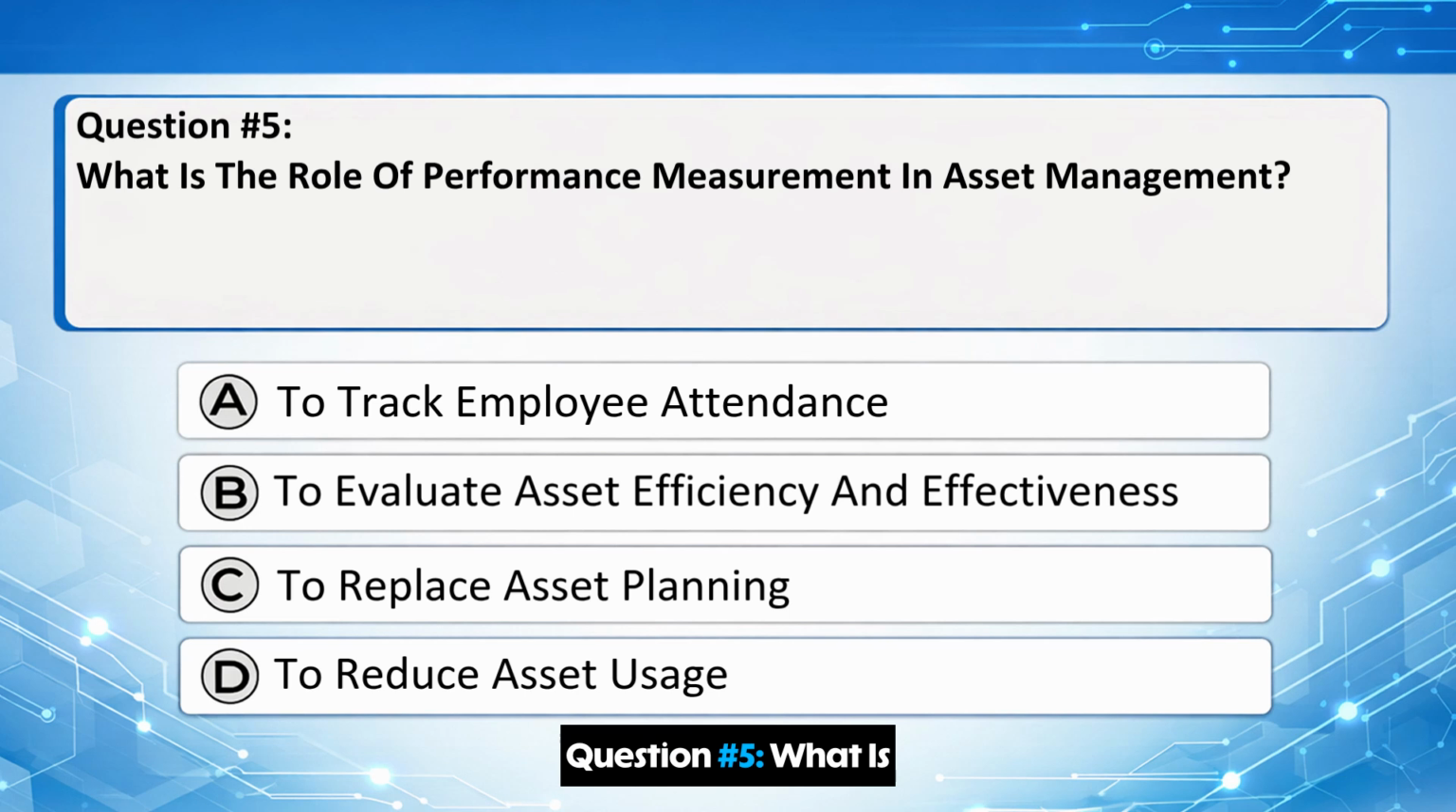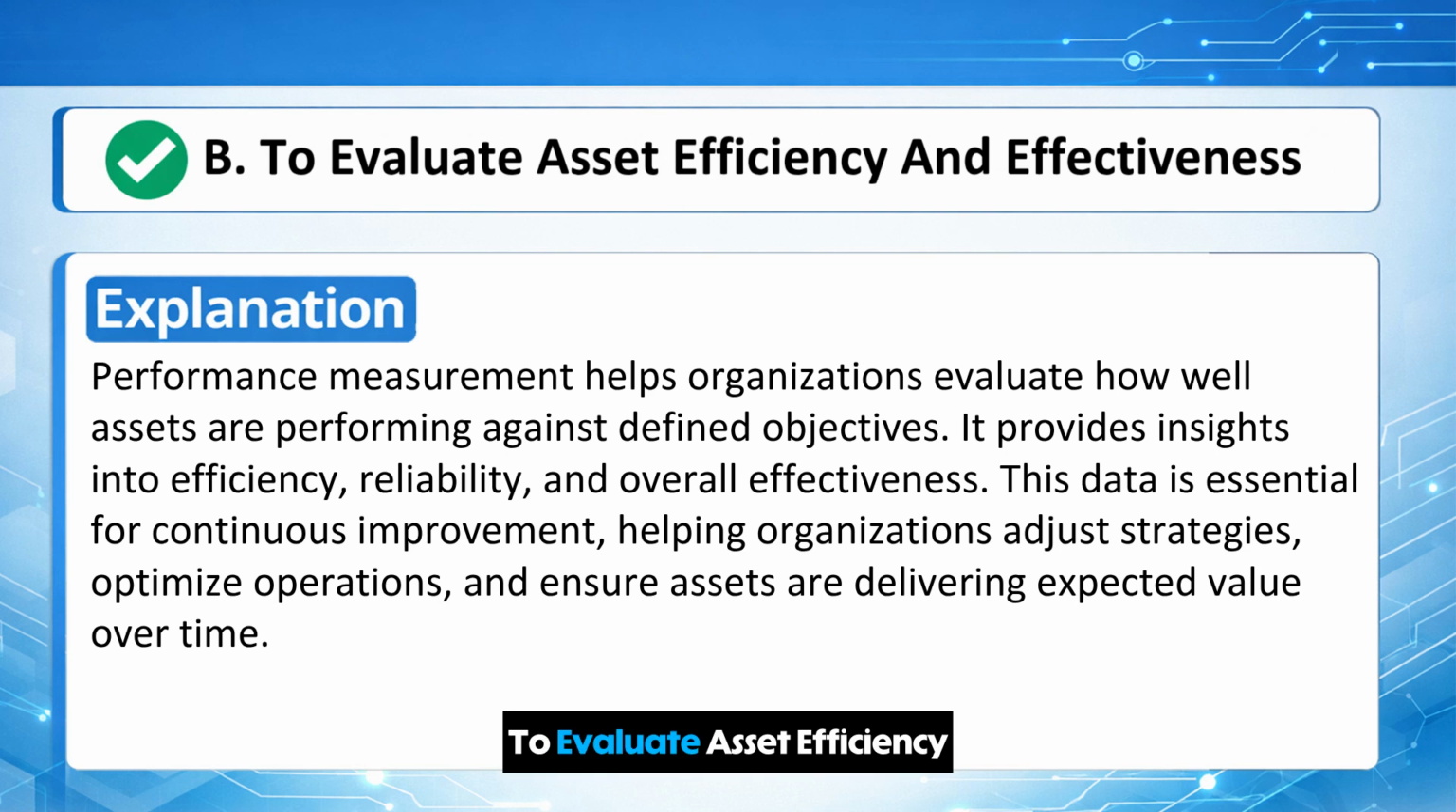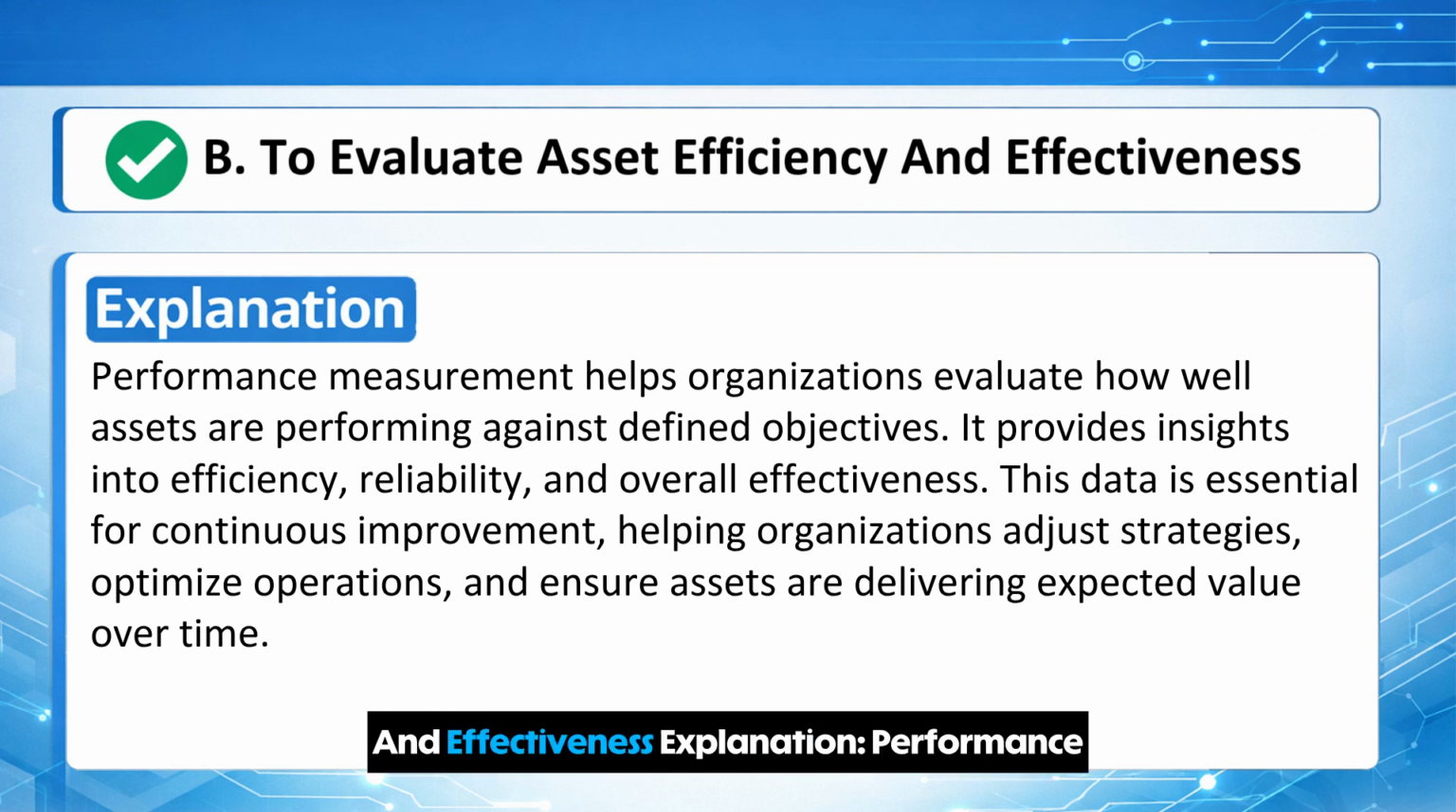Question number 5. What is the role of performance measurement in asset management? A. To track employee attendance. B. To evaluate asset efficiency and effectiveness. C. To replace asset planning. D. To reduce asset usage. Correct answer, B. To evaluate asset efficiency and effectiveness.